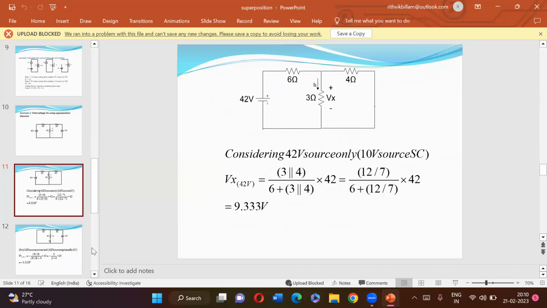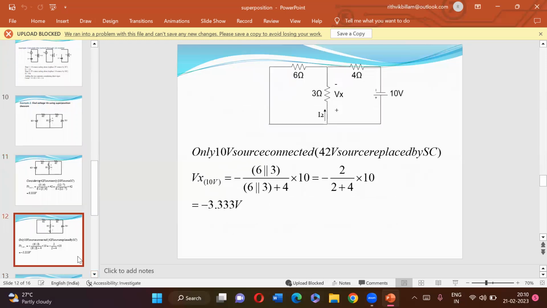Now the V2 source has to be activated and the V1 source has to be inactivated. That is, the 10 volt source has to be activated and the 42 volt source inactivated. Now in the circuit, first find that 6 will be in parallel with 3 ohms, and it comes in series with the 4 ohms. Now this V is equal to a negative value, since the current flowing in the circuit is reverse to the assumed direction. That's why you will get a minus sign.